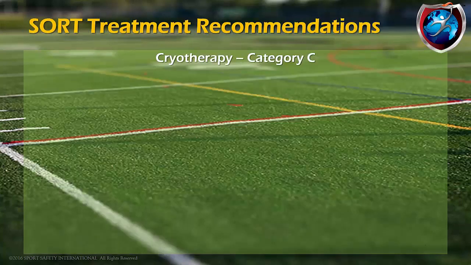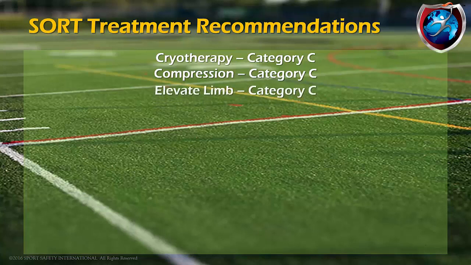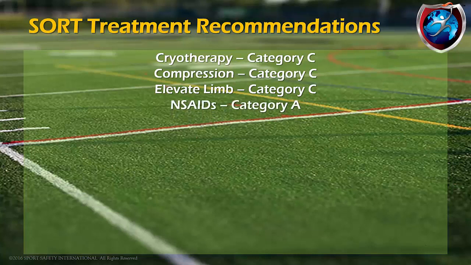Strength of recommendations for treatment are as follows. Cryotherapy should be applied to acute ankle sprains to reduce pain, minimize swelling, and decrease secondary injury. Compression should be applied to acute ankle sprains to minimize swelling. Elevation of the limb to minimize swelling. Non-steroidal anti-inflammatories to reduce pain and swelling and improve short-term function. Functional rehabilitation is more effective than immobilization in managing grade 1 and grade 2 sprains.